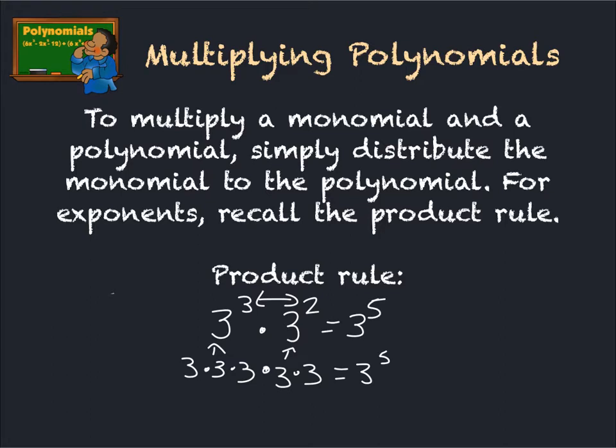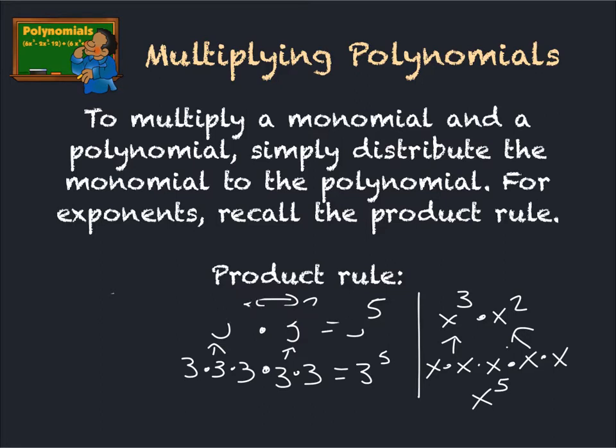The same goes with variables. Even though we don't know the value of a variable, if it's the same variable, like x to the third times x squared, that's x times x times x, times x times x. If we count all the x's there, it's really just x to the fifth power. We're multiplying x by itself 5 times. So the product rule is basically just that.